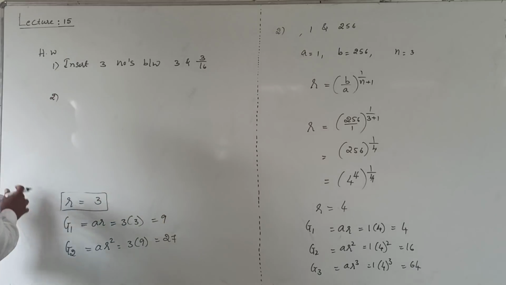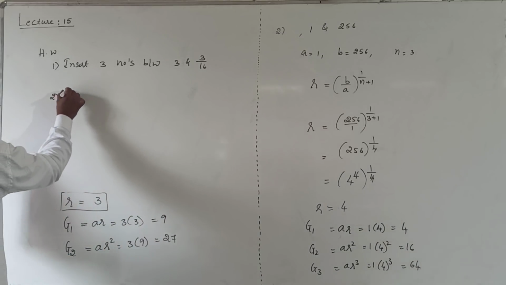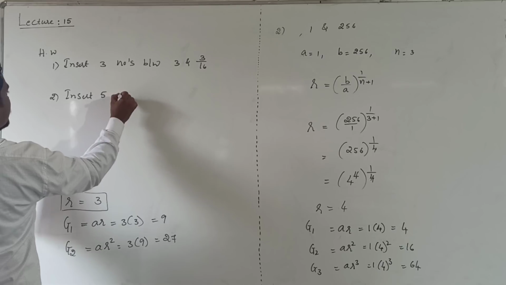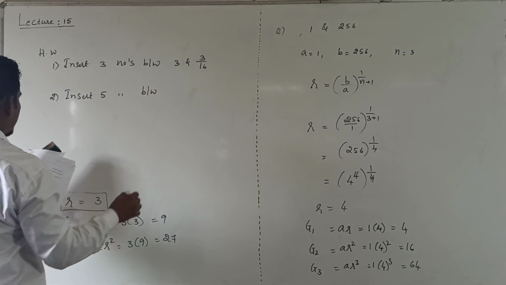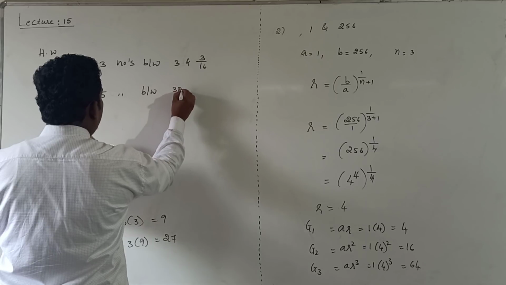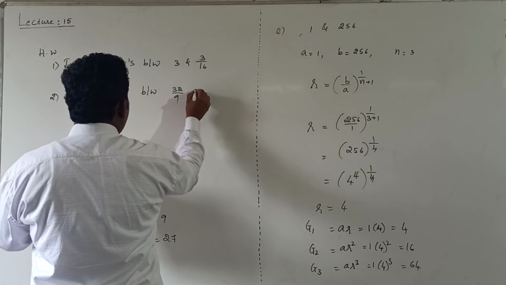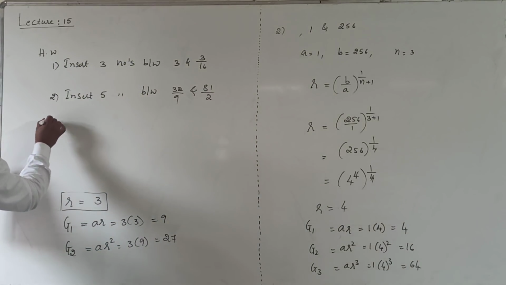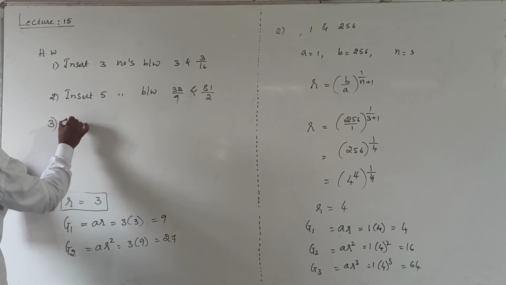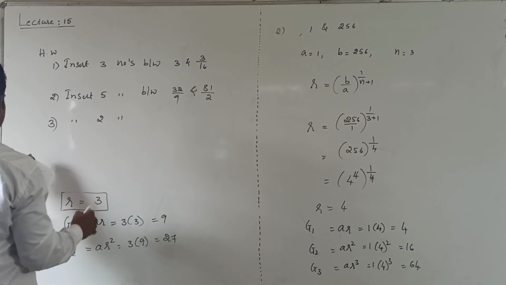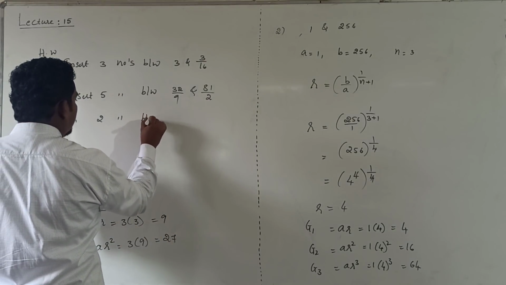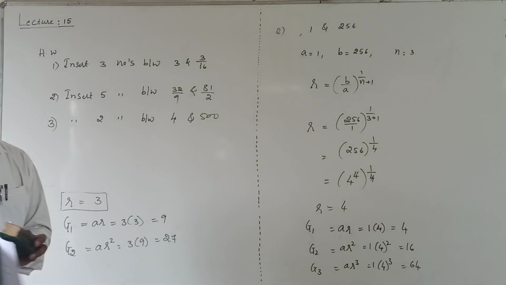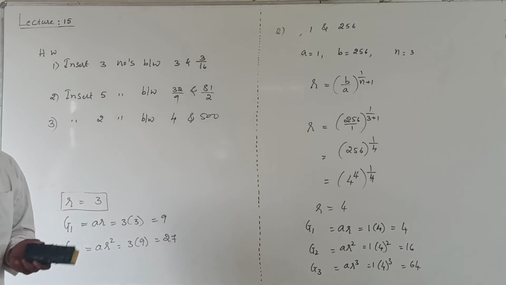Second one, insert 5 numbers between 32 divided by 9 and 81 divided by 2. Third, insert 2 numbers between 4 and 500. Do these three problems as homework. Thank you.